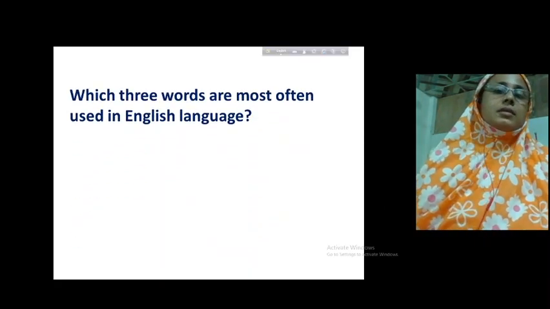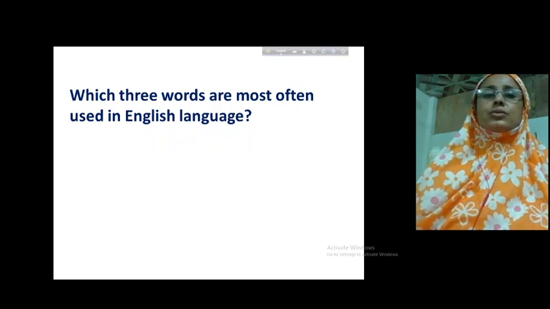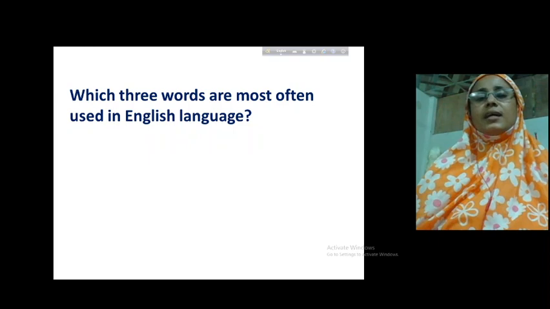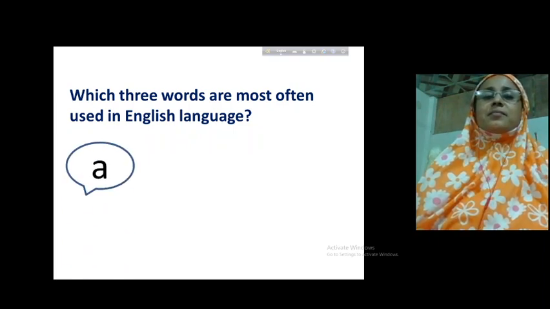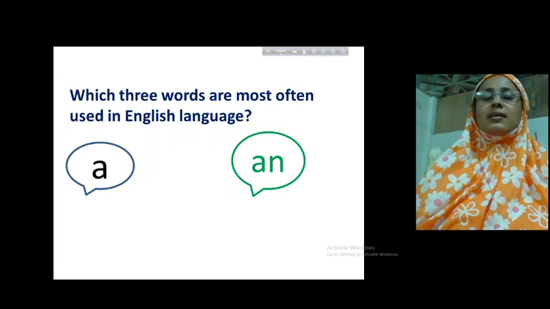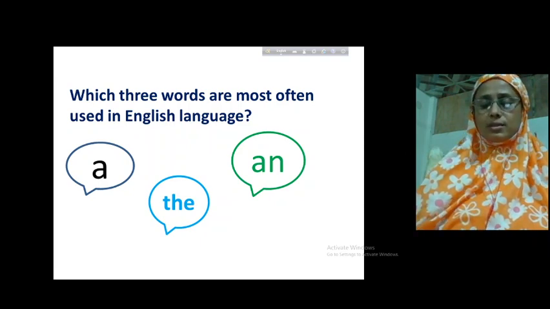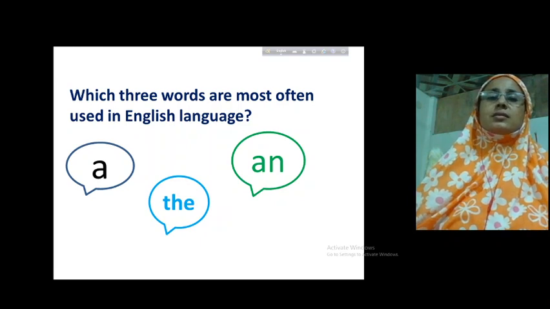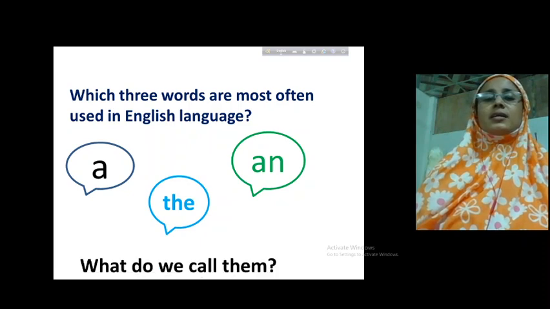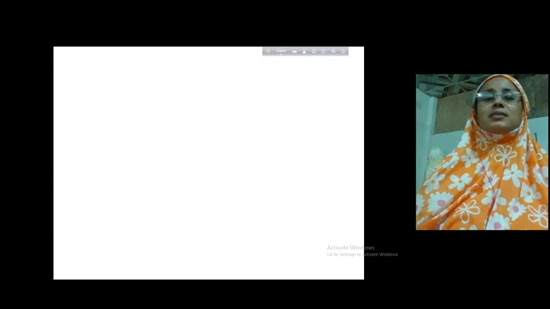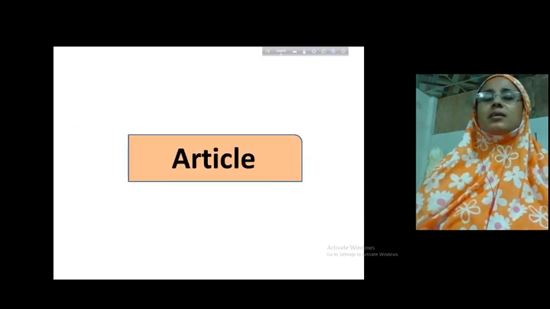Good. I am good. Do you know which three words are most often used in the English language? Yes, you know. This is a, an, and what else? The. Okay, the. These three words are most often used in the English language. What do we call them? Very good, you know. We call them articles.